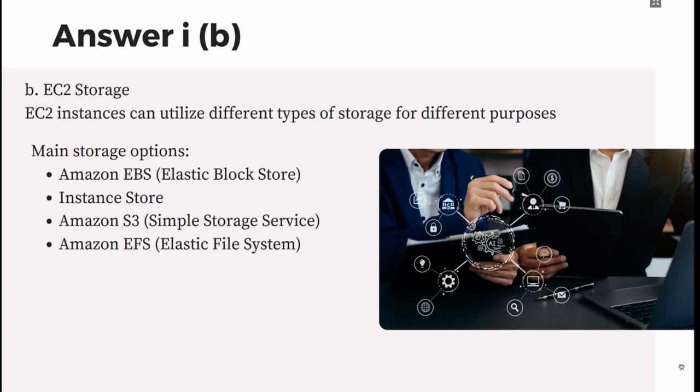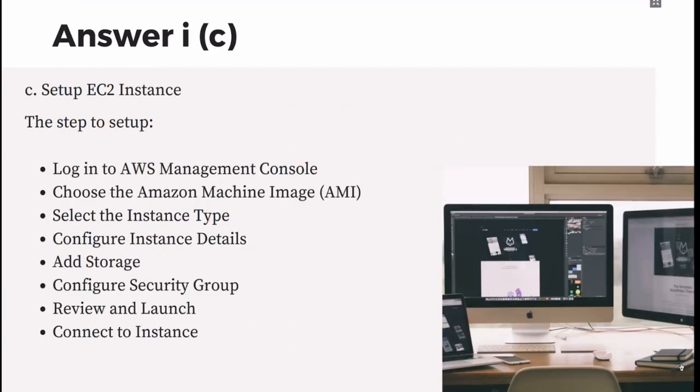Okay, so for C, set up EC2 instance. Here are the steps to set up the EC2 instance. The first one is to log in to the AWS Management Console. After you are done logging in, you need to choose the Amazon Machine Image. And then you need to select the instance type. After that, you need to configure instance details, and then you can add storage and configure the security group, and then you can review and launch. And the last one, connect to the instance.